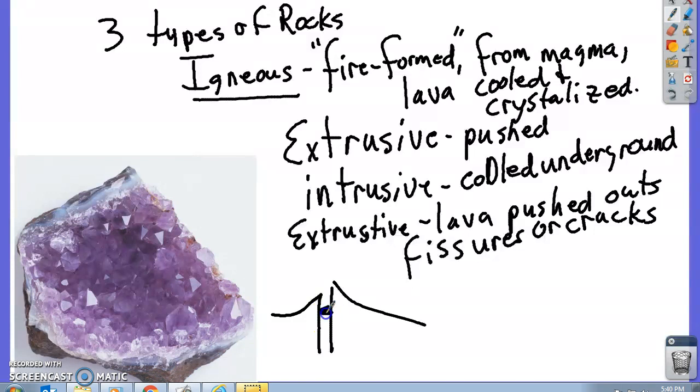And so sometimes if it plugs and builds up pressure of magma trying to push on this, then when it finally blows, it may blow up really big and may take a lot of the mountain up with it and blow it up in the air like Mount St. Helens did. Generally, these are going to cool very fast because they're above the surface, so they're going to have small crystals, and they may be very small or even invisible to the naked eye.